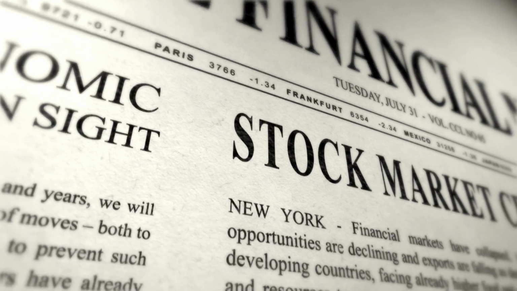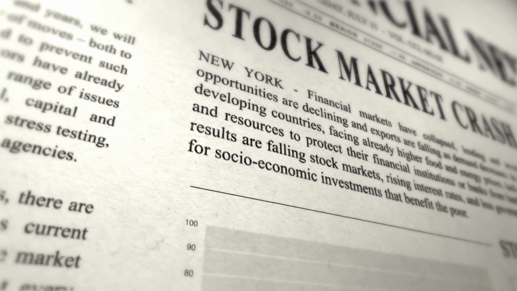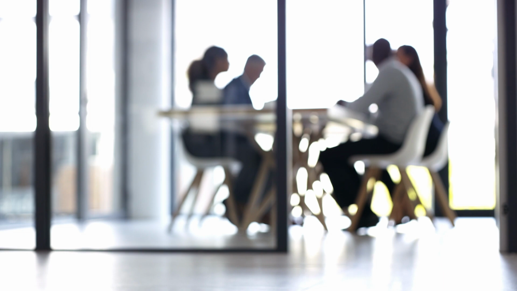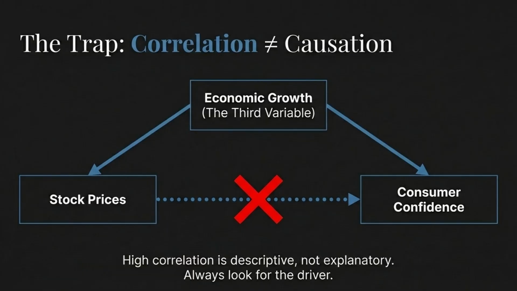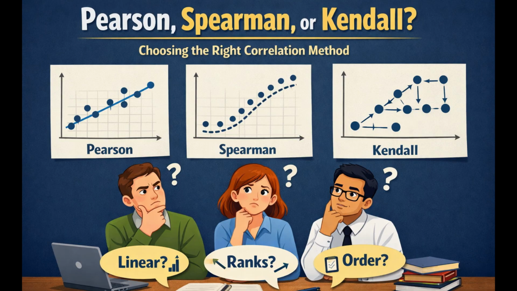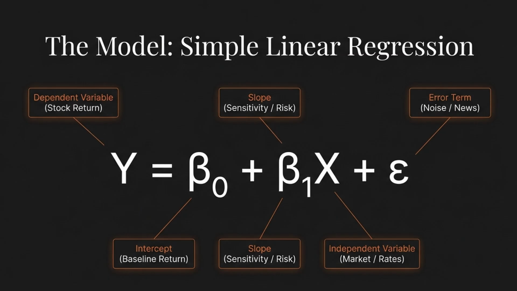If you have been following this series on financial econometrics, we have already built a strong foundation together. First, we understood what correlation really means in finance. Then we broke one of the biggest myths in statistics, that correlation is not equal to causation. After that, we discussed which correlation method to use, Pearson, Spearman, or Kendall, and when each one makes sense. We also stepped into the world of regression and understood what a regression model actually is.